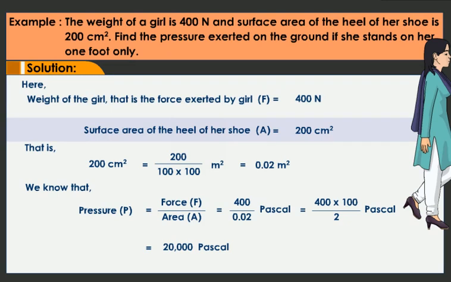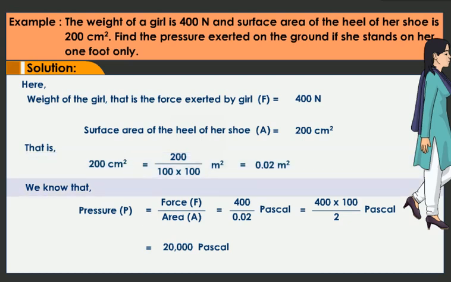Students, first let us convert the area into meter square. For this, we divide 200 centimeters square by 100 into 100. That is, 200 centimeters square equals 200 divided by 100 into 100 meter square. That gives us 0.02 meter square.